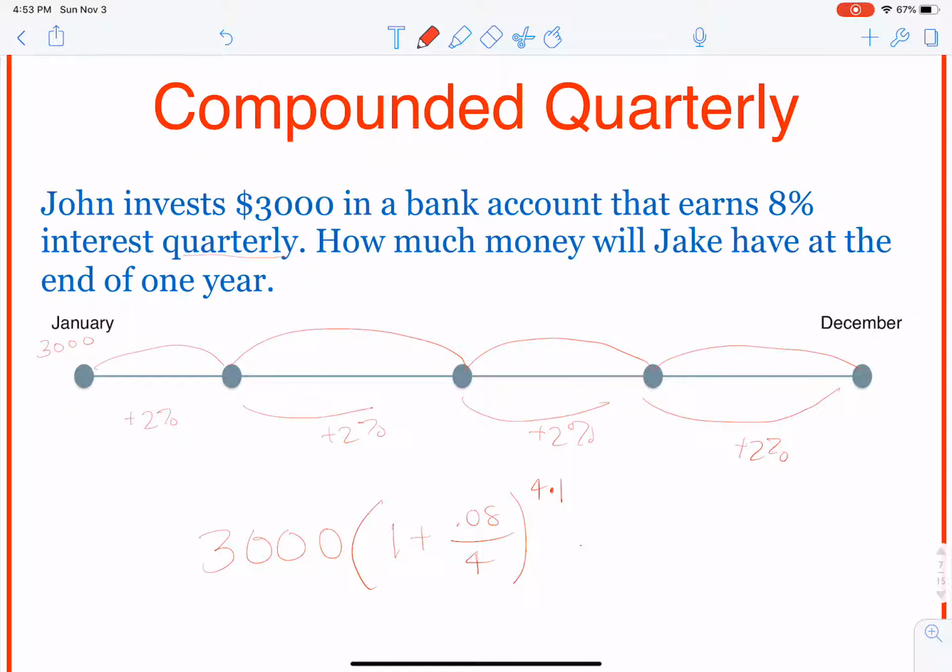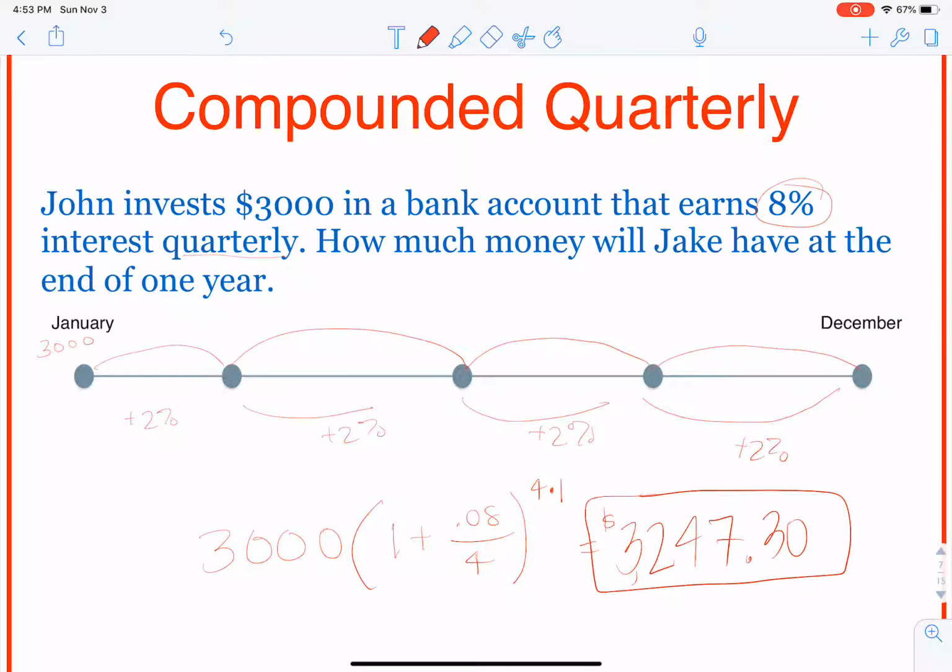So this will end up yielding $3,247.30, which is more money than if I were to just compound once a year at my 8% interest rate. If that were the case, I would be figuring out what is 8% of $3,000, and I would add that value 1 time per year.